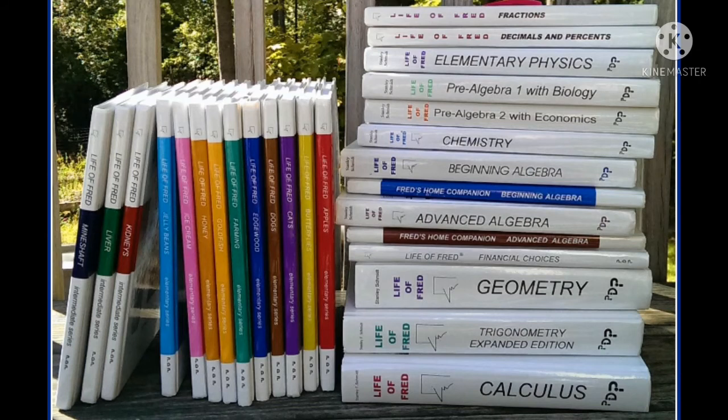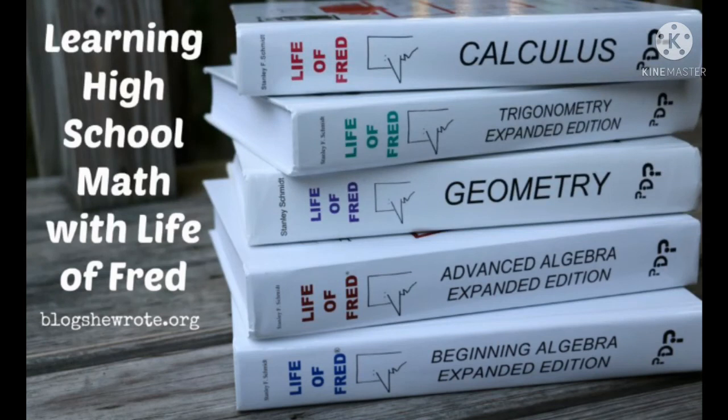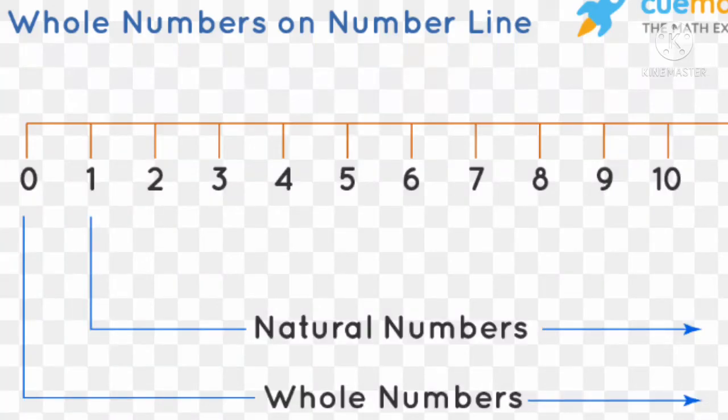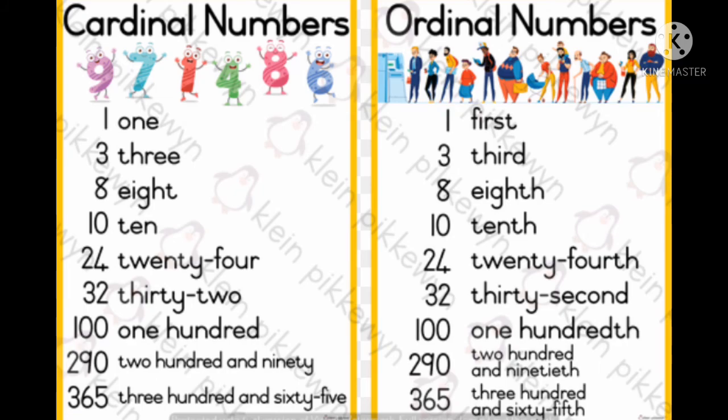The last of the arithmetic books is Life of Fred, Decimals, and Percents. After that comes Pre-Algebra 1, Pre-Algebra 2, Beginning Algebra, Advanced Algebra, Geometry, and Trig. And then 2 years of college calculus, Life of Fred Calculus. In one of the courses after Trig, we begin the arithmetic of the numbers beyond 0, 1, 2, 3, 4, 5, 6, 7, 8, 9, 10, 11. You will be told the cardinal number associated with the whole numbers. Since you don't want to wait all those years to find out the answer, here it is now.